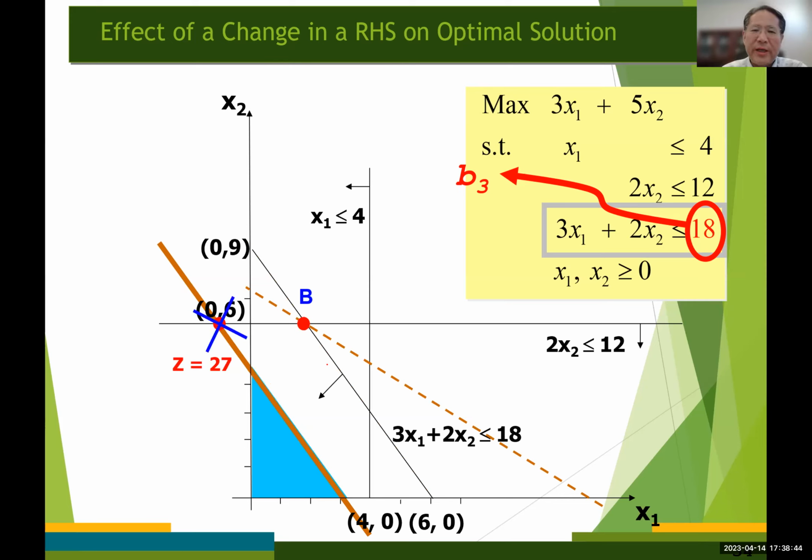And of course, if the change in the right-hand side value goes beyond the allowable range, for example, if B3 is decreased to 10, I believe, then the plant number 2 and number 3 constraints are binding at the infeasible point, right? This is the feasible region. So here, plant number 2 and plant number 3 constraints are binding at the infeasible region, right? So the current basis is no longer feasible.